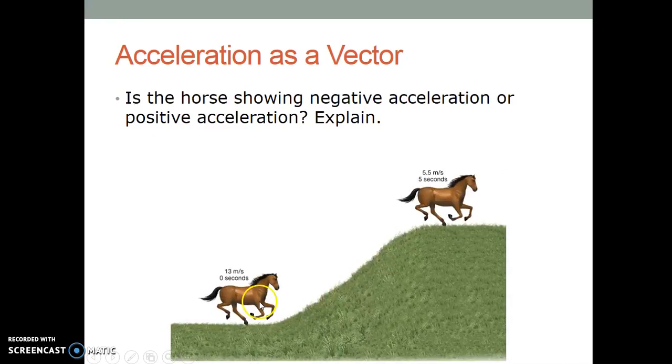All right, let's take a look at acceleration as a vector. Okay? So look at the horse. There's a horse at the bottom of the hill, and there's a horse at the top of the hill. So is the horse showing a negative acceleration or a positive acceleration? He starts off at the bottom at 13 meters per second, but ends up at 5 meters per second at the top of the hill. So is he positive acceleration? Is he gaining speed, or is he showing negative acceleration? Is he losing speed? If you take a look here, we started at 13, we ended at 5. This would be an example of negative acceleration.